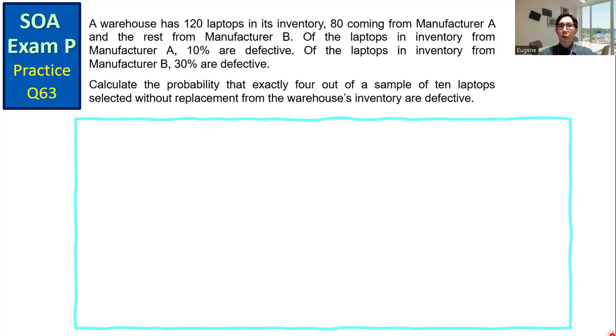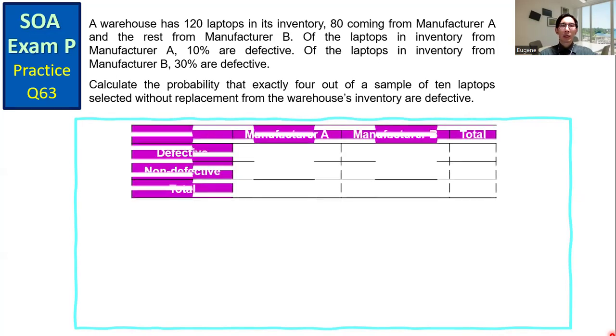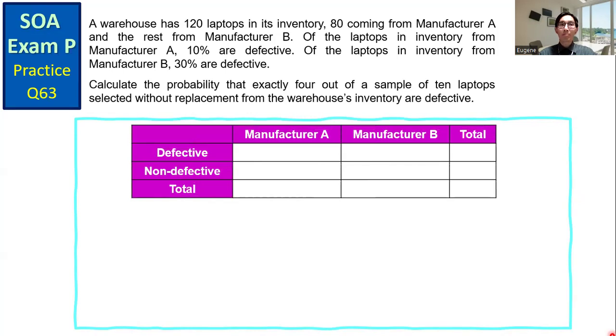Let's take a look at the solution. Here we construct a contingency table. There are a total of 120 laptops, 80 from manufacturer A, and therefore 40 from manufacturer B.